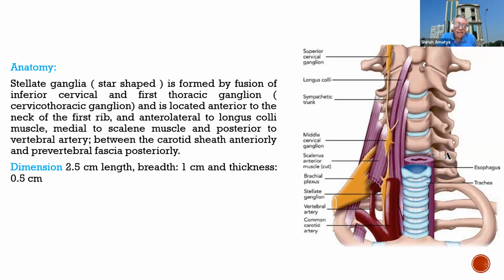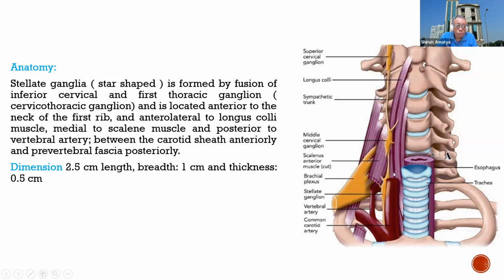This stellate ganglion lies just in front of the neck of the first rib, as well as anterolateral to the longus colli. It is medial to the scalene muscle, and it is posterior to the vertebral artery as well as the carotid sheath, enclosing the carotid artery, internal jugular vein, and vagus nerve. So this is the location of the stellate ganglion: anterolateral to the longus colli muscle, posterior to the carotid, and just anterior to the neck of the first rib.